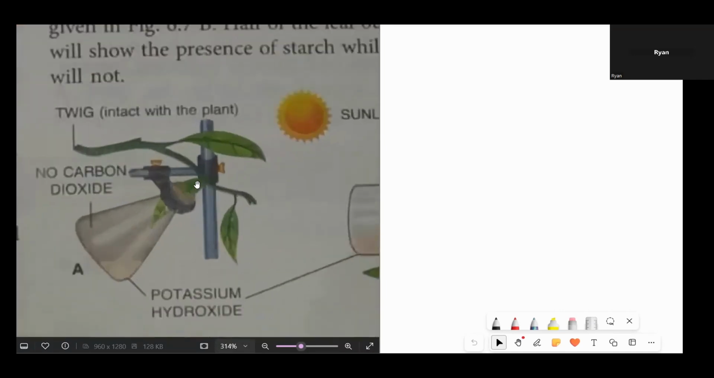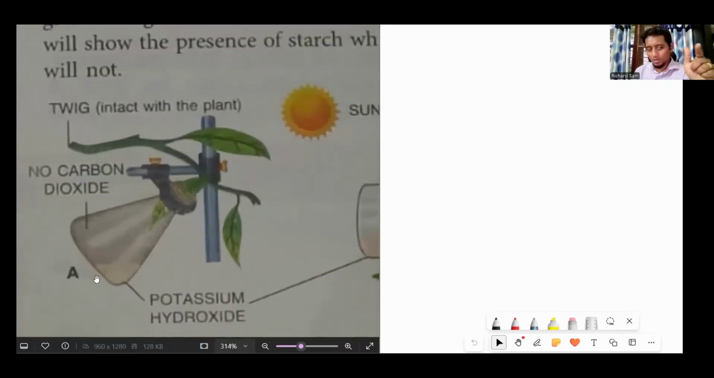See the leaf, they took part of the leaf, placed it inside a conical flask, sealed it so that outside air doesn't go inside. And inside the conical flask, they put potassium hydroxide. So whatever carbon dioxide is over there is removed. So now this leaf gets sunlight because the glass is transparent. So sunlight goes in, but since there's no carbon dioxide, no photosynthesis. And if there's no photosynthesis, then there's no food, no starch.